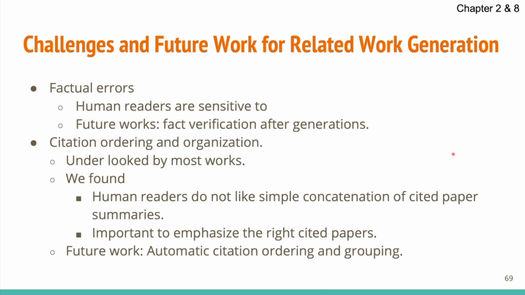The next challenge is citation ordering and organization. So this is mostly overlooked by most of the prior works. In our work, we found that the human readers do not like simple concatenation of the cited paper summaries. And it's important to emphasize the right cited papers, not the random ones. And as a future work, we suggest automatic citation ordering and grouping.